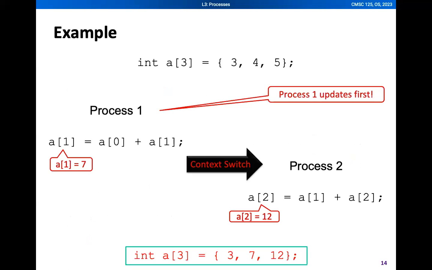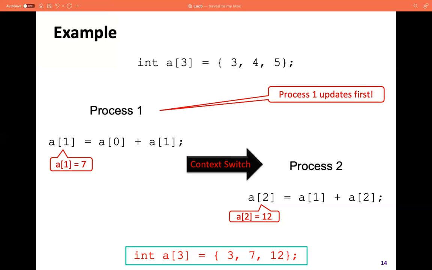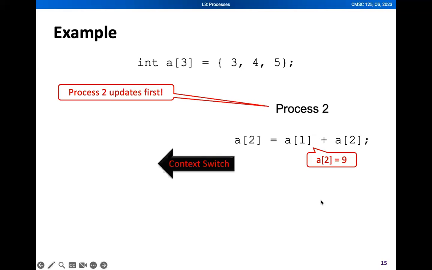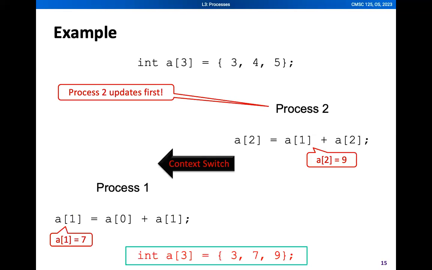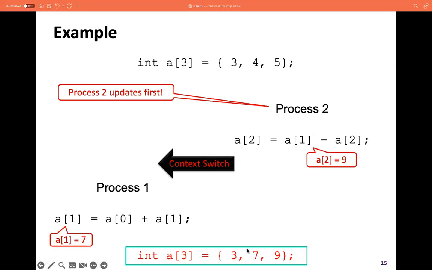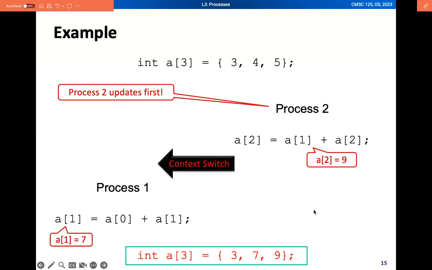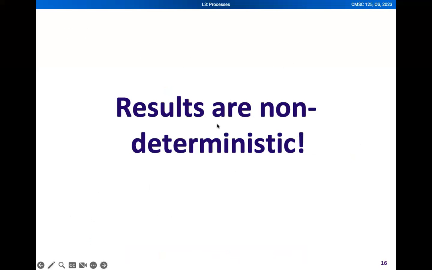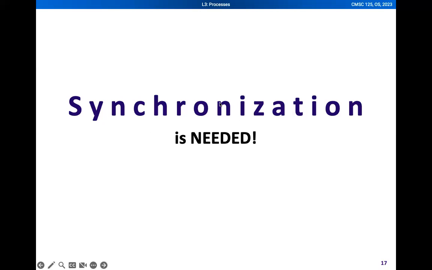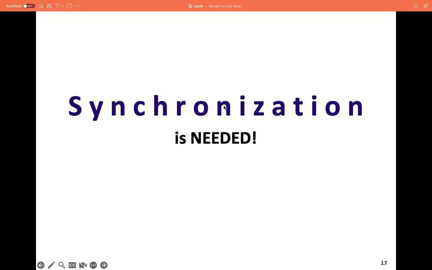Okay, because when we go back here, if process 1 updates first, the content of the array will be 3, 7, 12. But in this case, if process 2 runs first, the content of the array will be 3, 7, and 9. Okay, so which is which? So that's why there is a need for synchronization.